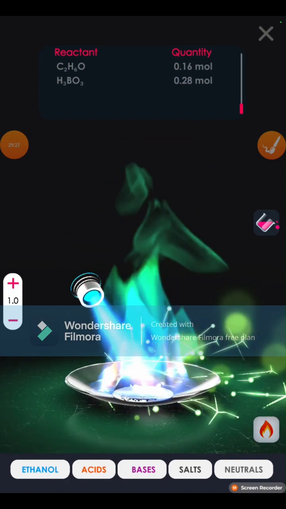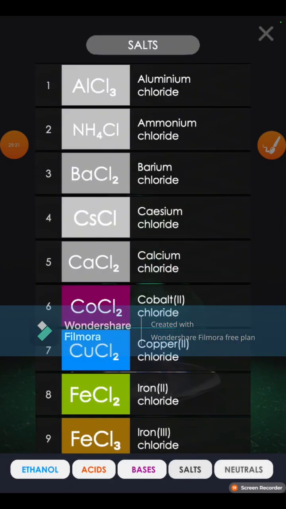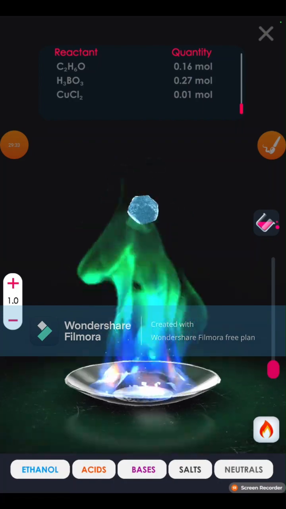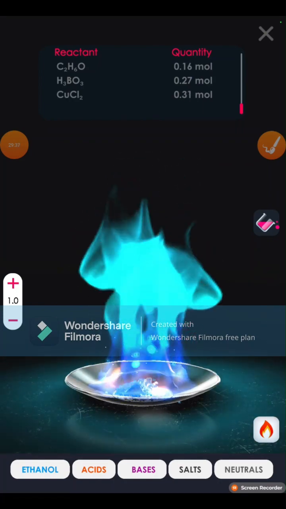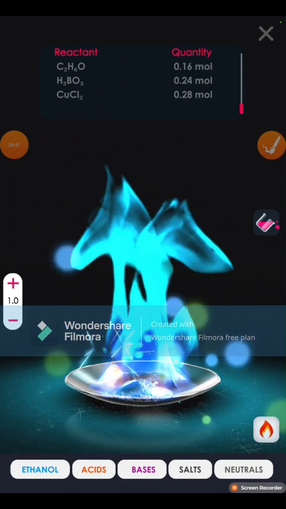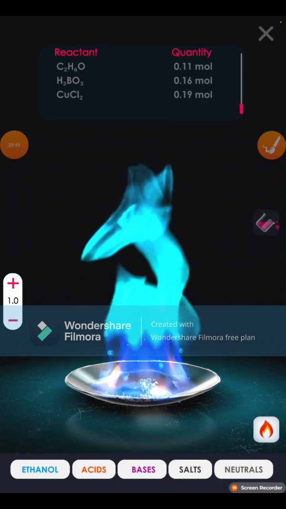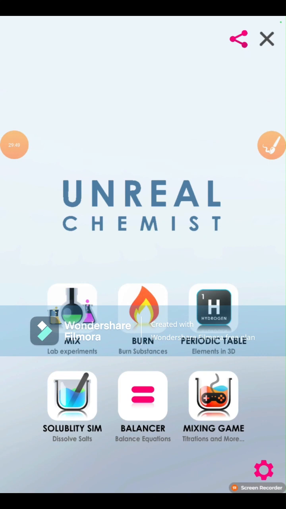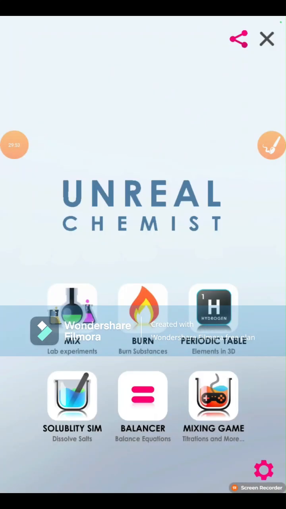Now let's add some sprinkles. As you can see, it has changed. Let's add some salts like copper chloride. As you can see, it has turned light blue. It's got fun. So you can play with this game. It's a fun game.